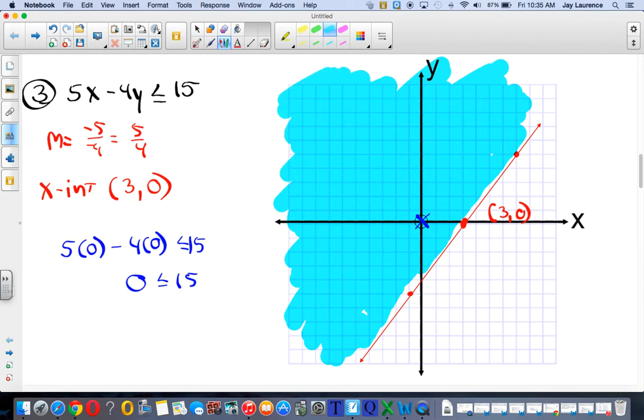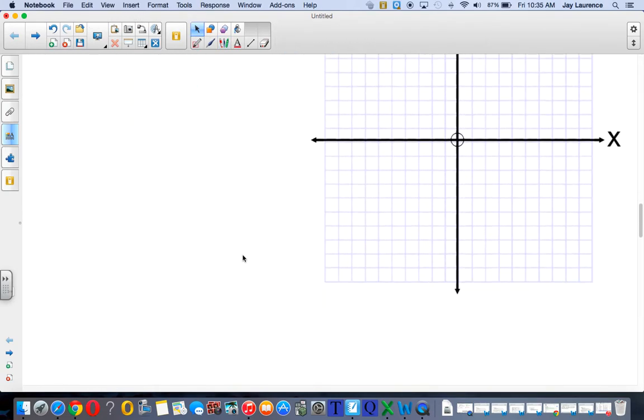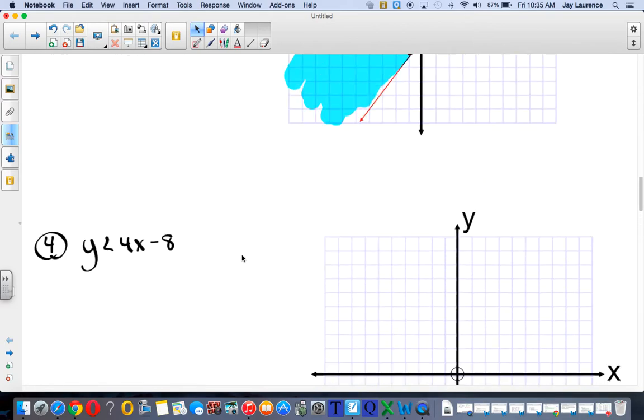Okay, so there we go. There it is. If I pick a point on the other side of the line and I plug it in, I'll get a false statement. You don't have to do that, but if you want to convince yourself of it, you go right ahead. All right, now this inequality looks a little bit different.